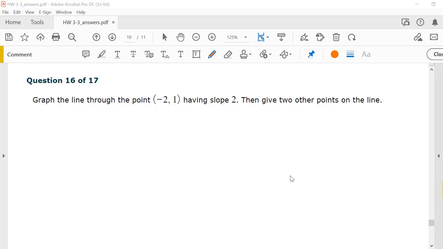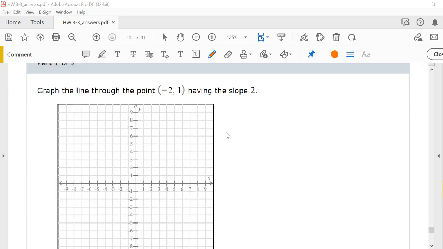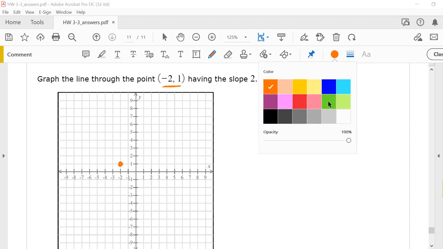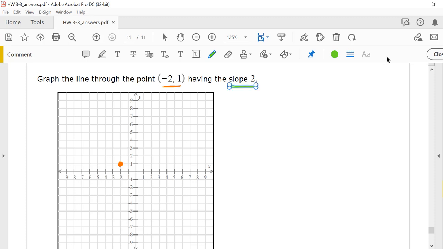Number 16, graph the line through the point -2, 1, having slope 2, then give 2 other points. All right, here we go. The line through the point -2, 1. I'm going to go -2 and then up 1. So my point is right here. That's this point.